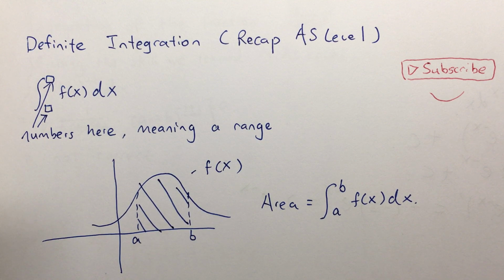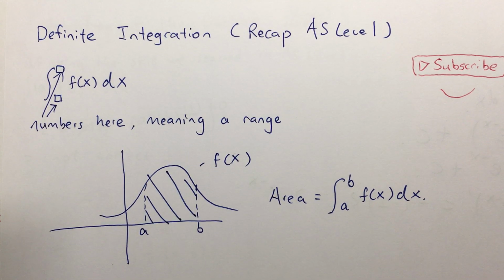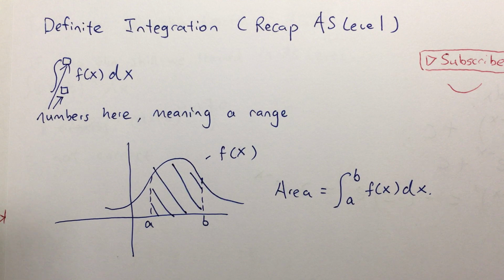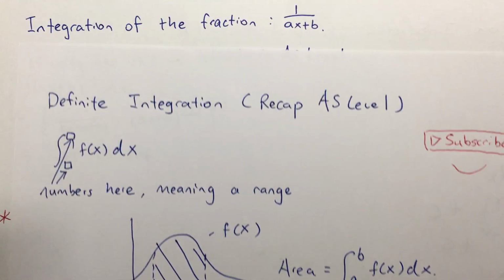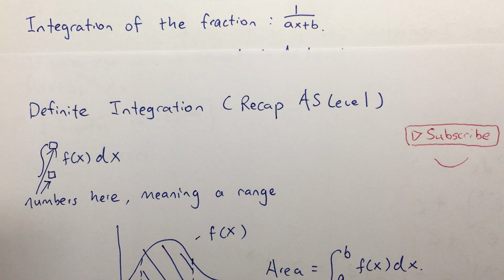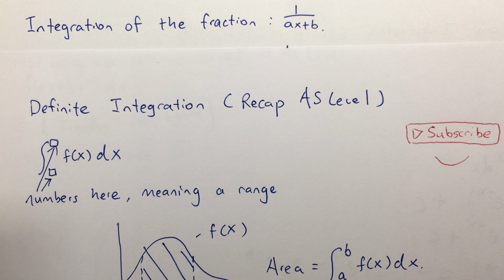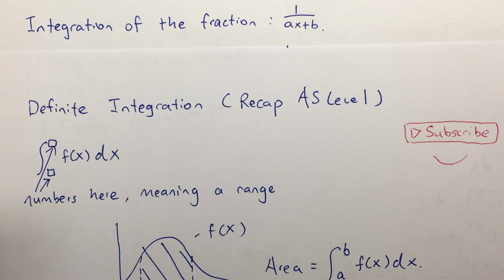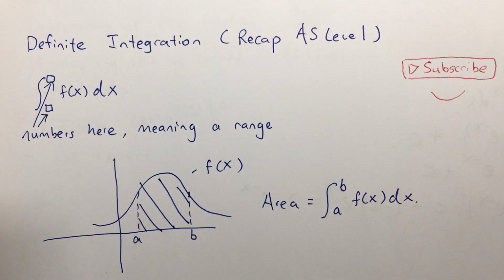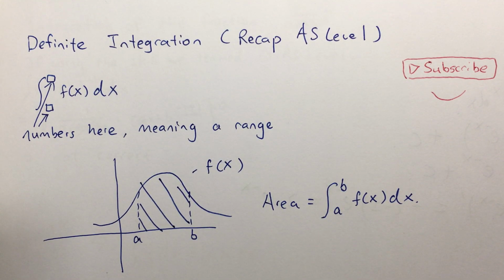The first part is definite integration, which is a recapping of AS level. And for the second one, it's integration of the fraction 1 over ax plus b, and that is a new topic, which is in A2 level. And now let's recap the basic definite integrations.